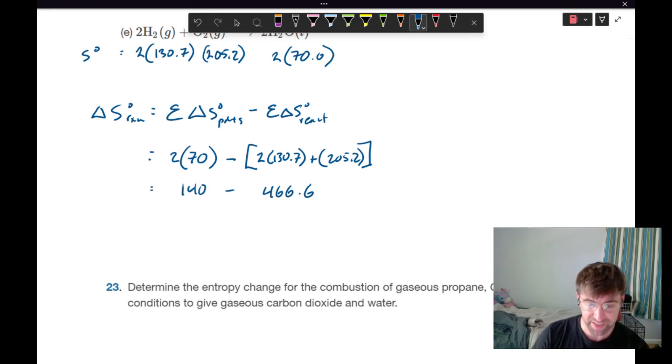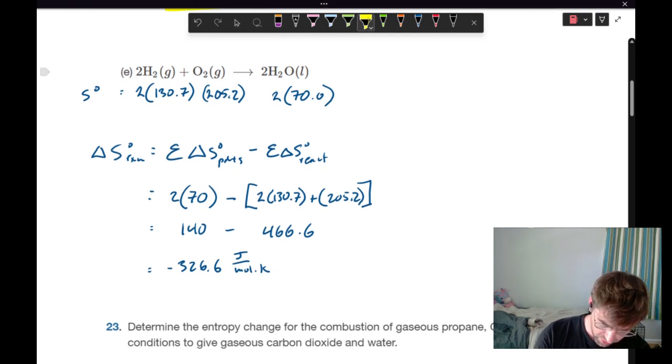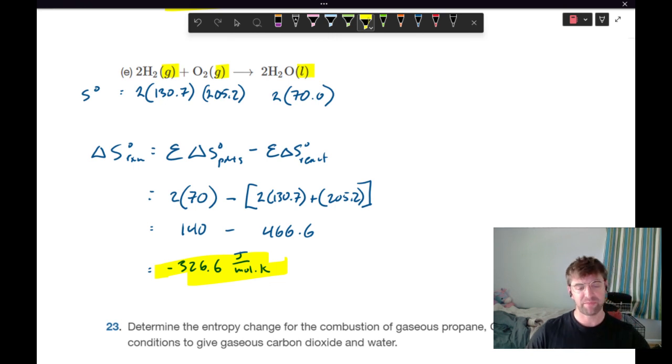140 minus 466, we're going to get a negative number, or we should. Is that right? That's negative 326.6 joules per mole Kelvin. And that makes sense. We're going from gas to a liquid. So a negative entropy means we're decreasing disorder or increasing the order of the system. And so a negative entropy value makes sense here.